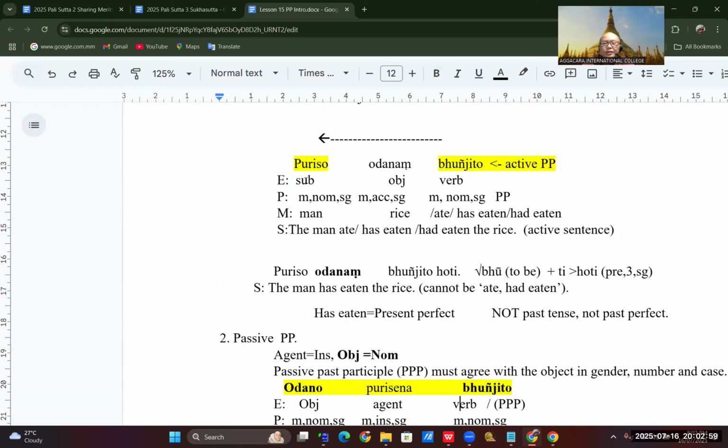Okay. So far, present tense in active mode is very simple. You just always put the subject in nominative case. The object must be accusative case. Okay.